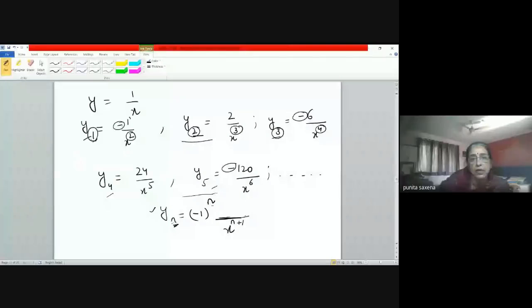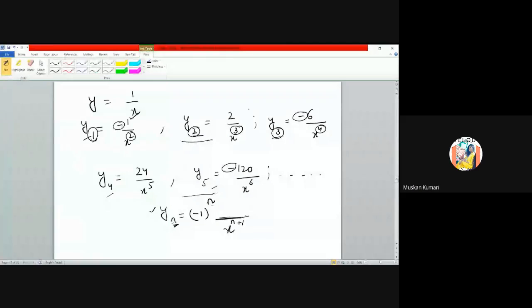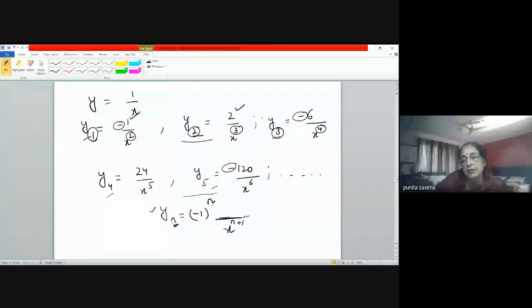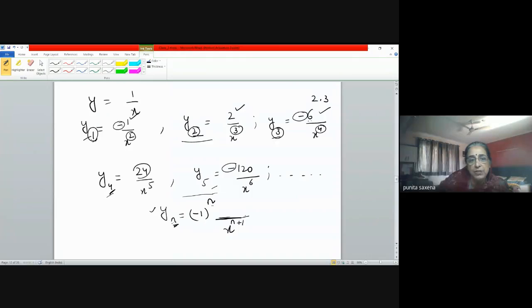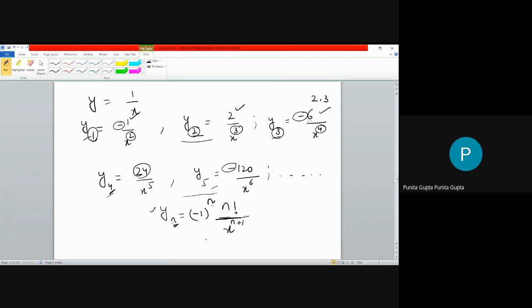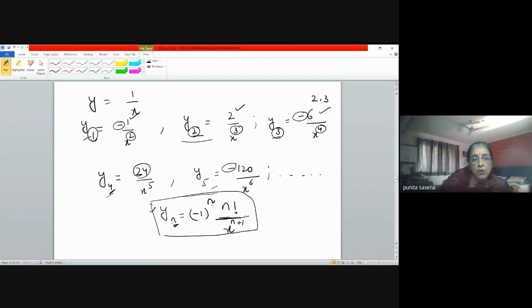Now let us see how the constant terms behave. For the first I have 1, for the second I have 2, but for the third I have 6. Now this 6 I can write as 2 into 3, factorial again. For the fourth I have 24, so it should be n factorial. So this becomes the nth derivative formula for y equal to 1 by x.